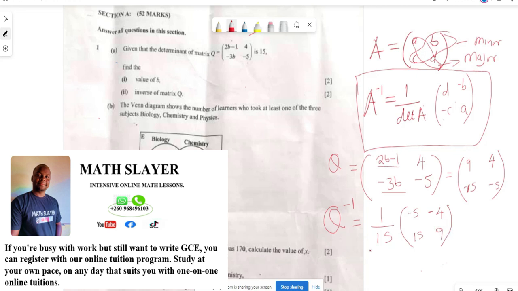Okay. So at this stage, there are two options that are involved. If you want, you can multiply 1 over 15 with whatever number is inside the brackets. Or this is your answer. You can leave it at this stage.